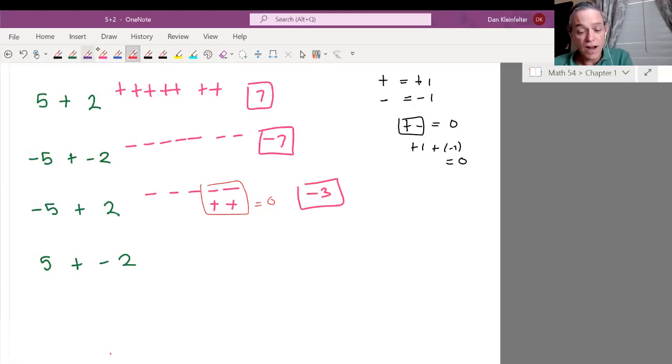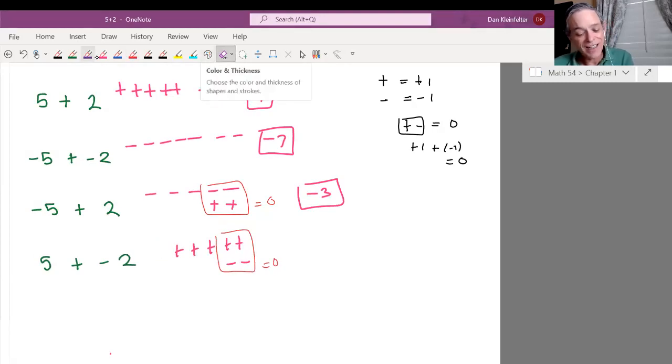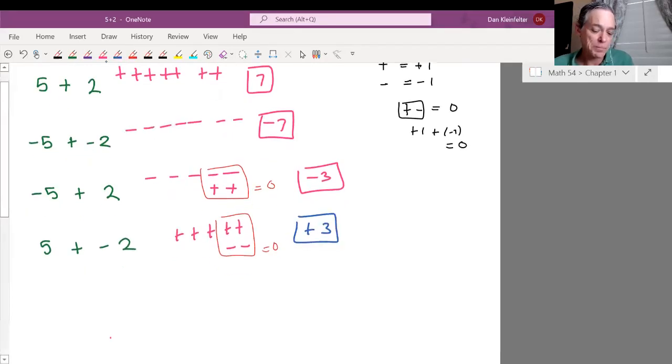Okay, for 5 plus negative 2, here we'll have 5 plus signs and 2 minus signs. And then again, we'll have 2 plus minus pairs that add up to 0. This time, there are 3 leftover plus signs. So we have a positive 3 for our final answer.